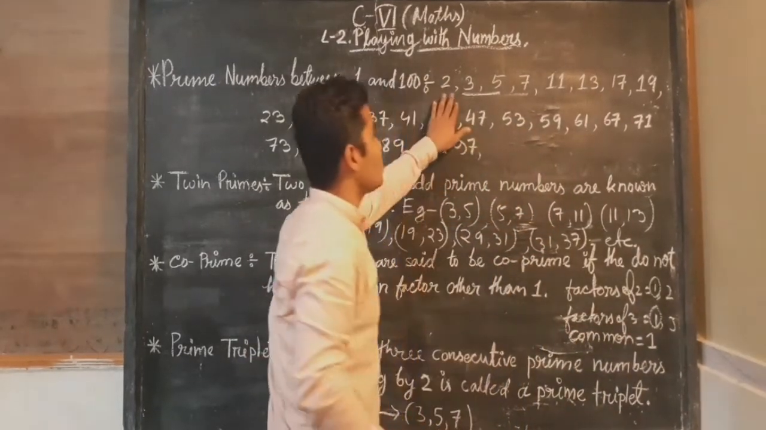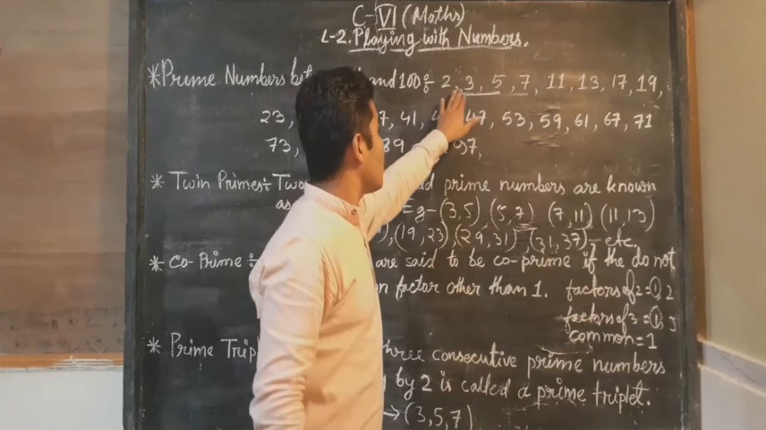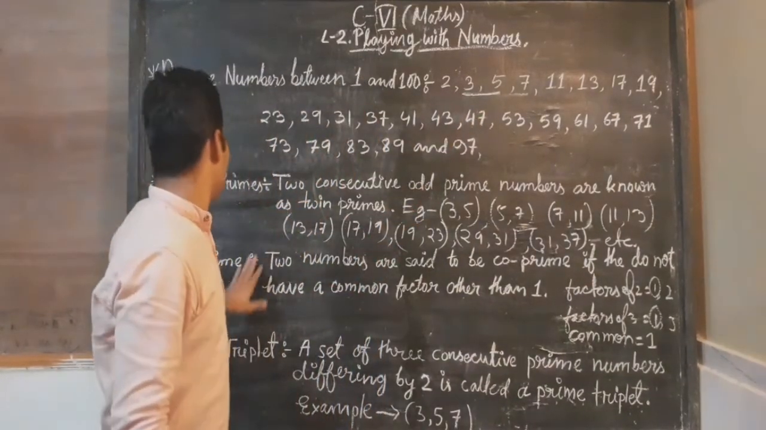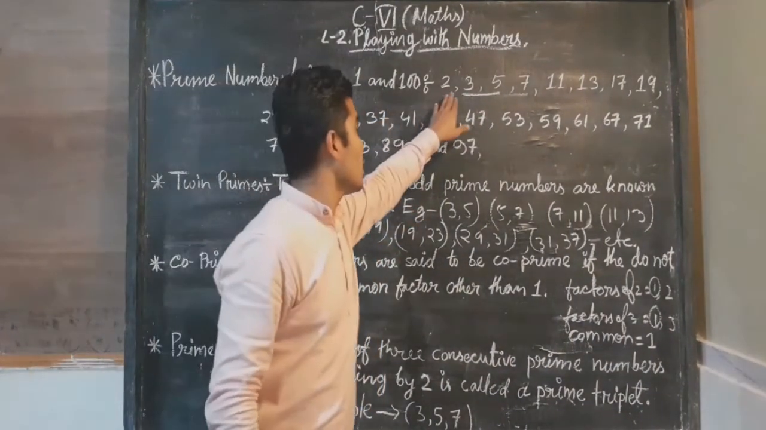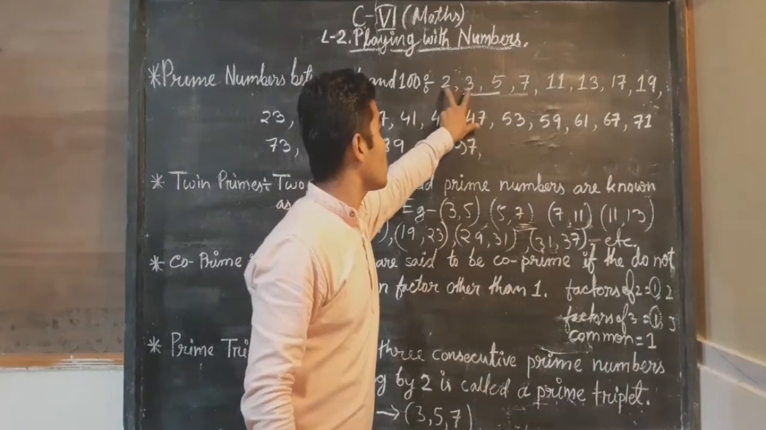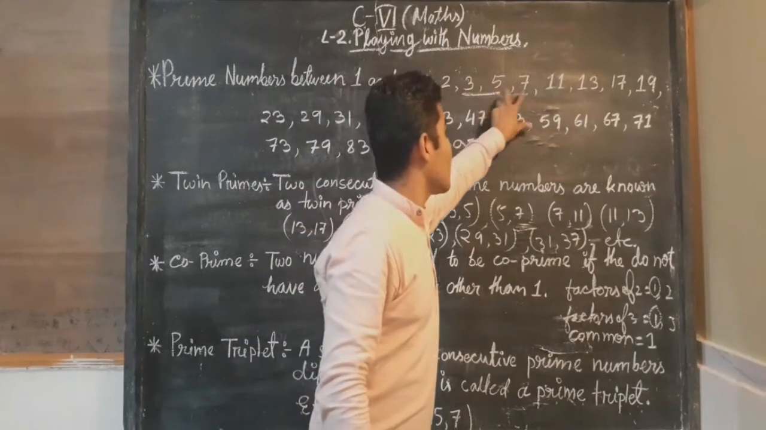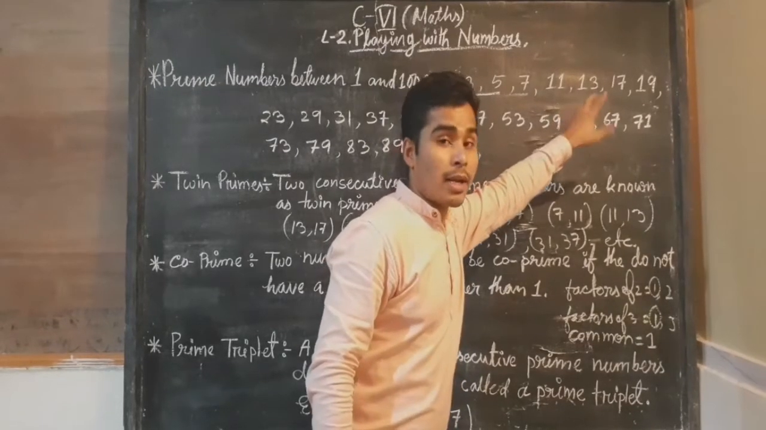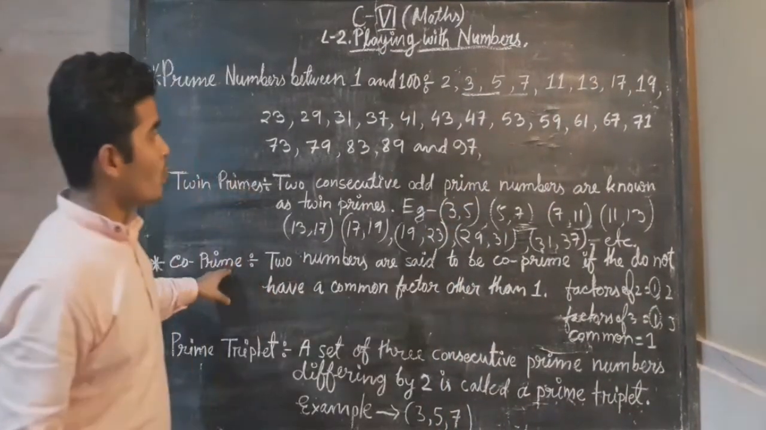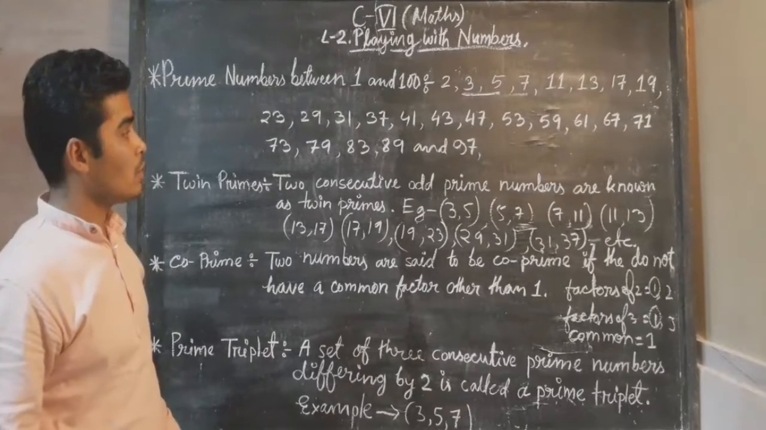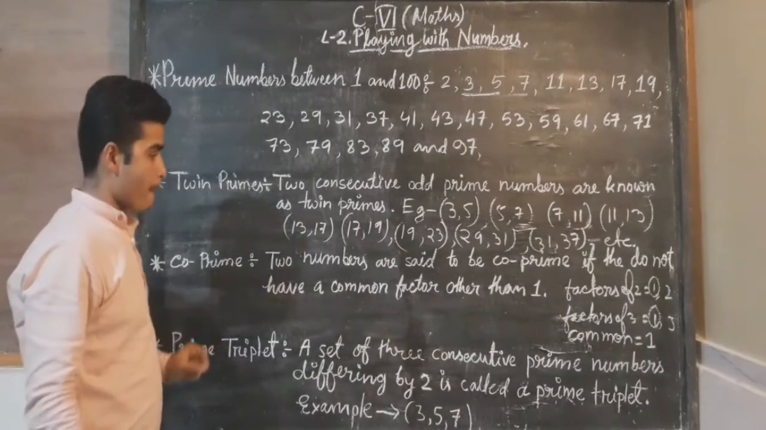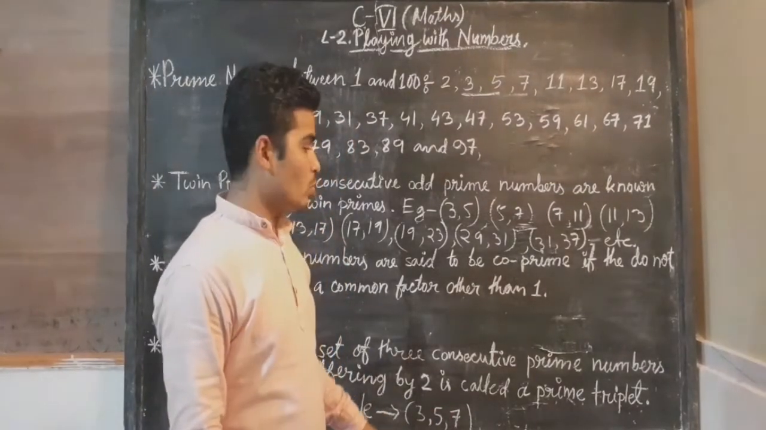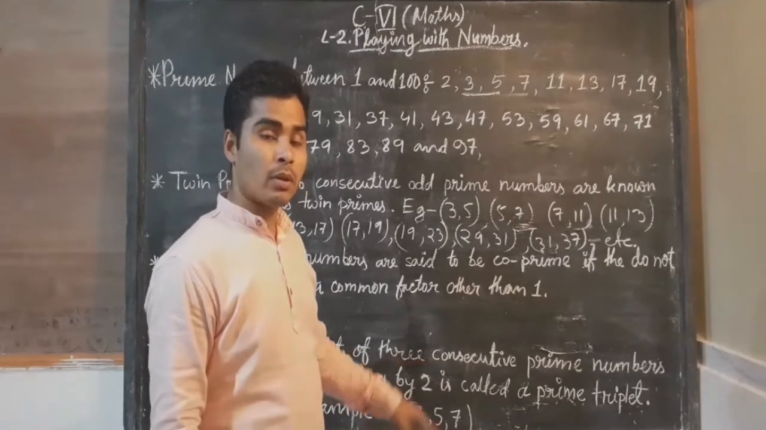So any two prime numbers are always coprime. Take any two prime numbers: 2 and 3 are coprime, 5 and 7 are coprime, 11 and 13 are coprime, 17 and 19 are coprime. Two prime numbers are always coprime. But two coprimes need not both be prime numbers.